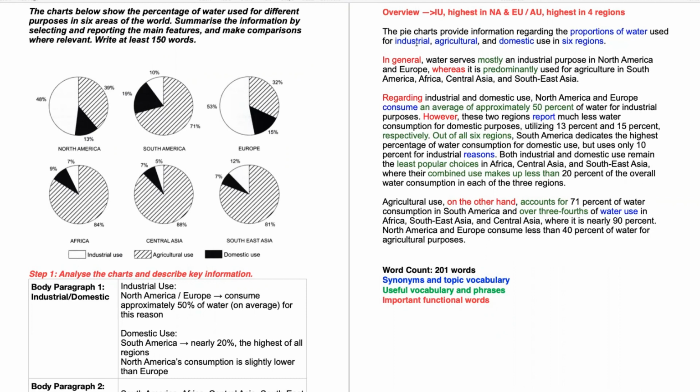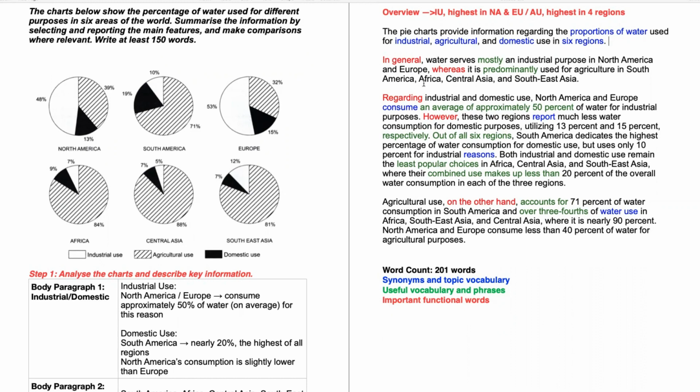I'm going to start with the introduction that's been paraphrased. It says, the pie charts provide information regarding the proportions of water used for industrial, agricultural, and domestic use in 6 regions. Now, I've said proportions of water rather than percentage of water, and we see industrial, agricultural, domestic. I've taken that right from the key here, even though it wasn't in our prompt. That's fine. And instead of saying 6 areas of the world, I've said 6 regions.